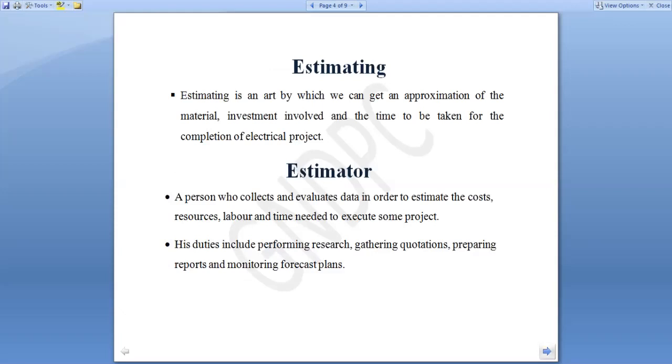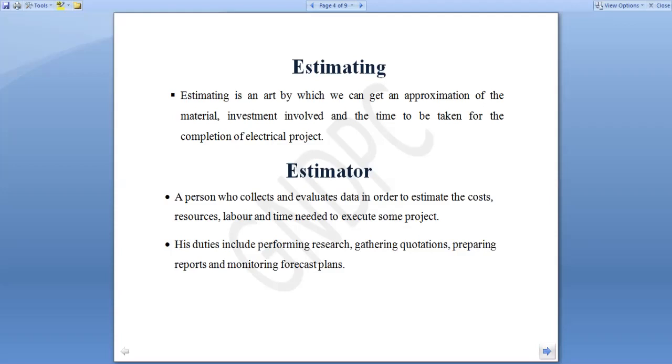Now, what is estimating basically? Estimating is basically an art through which we can get an approximation of the raw material to be used, then the cost or the investment that is involved, and above all, the total time that is supposed to be taken for the completion of the electrical project one is handling.